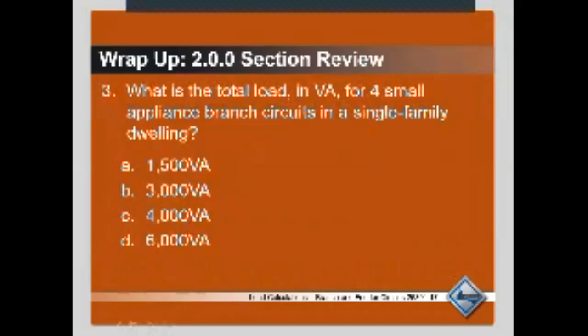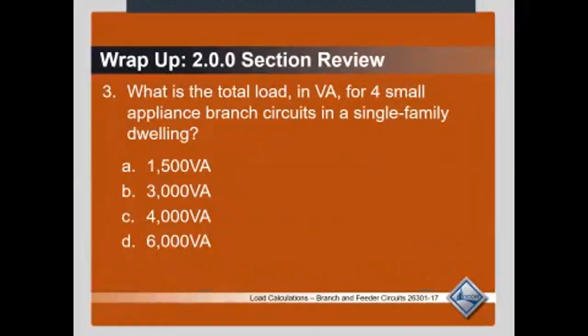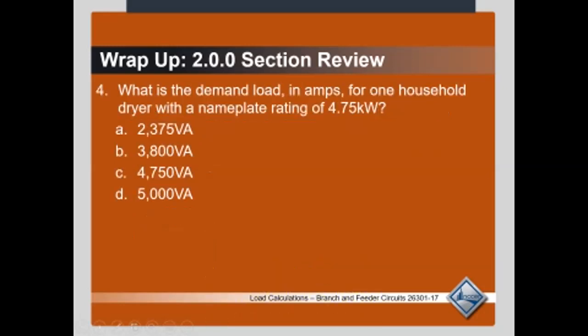So what is the total load in volt amps for 4 small appliances in a single family dwelling? Small appliances, each small appliance is rated at 1,500 volt amps. 6,000 volt amps, yep. What is the demand load in amps for one household dryer with a nameplate rating of 4.75 kVA?